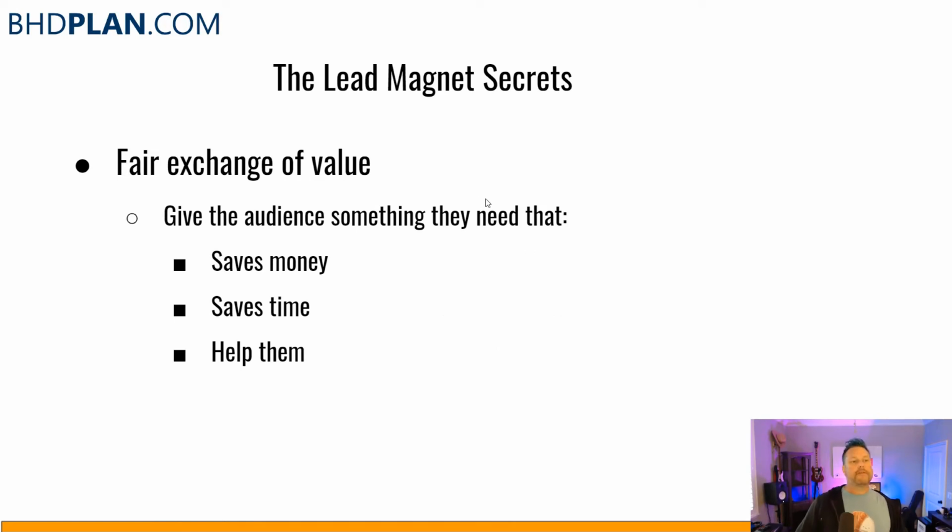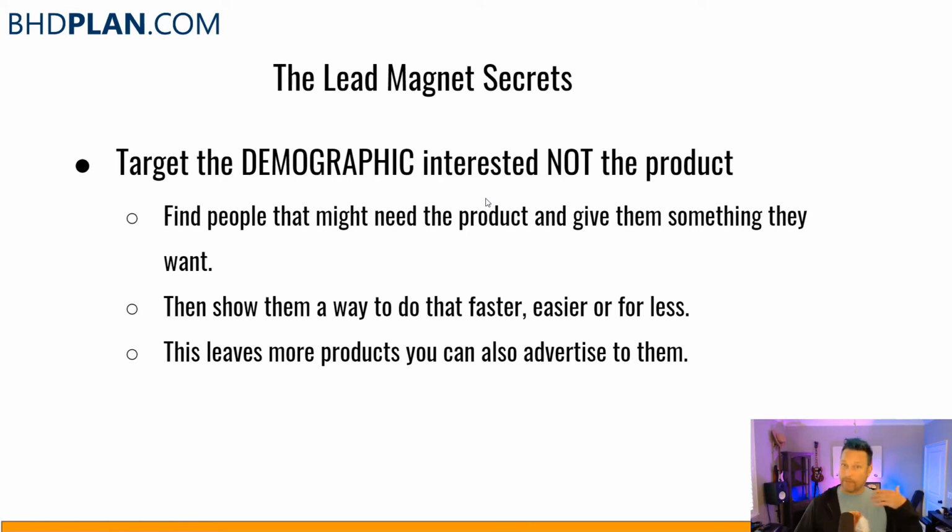So giving a fair exchange of value gives the audience something that they need. It's going to save money. It's going to save time, or it's going to help them. These are the things that people want, because people generally don't want to work harder than they need to for something. They want it done faster. They want it done cheaper. Everybody, all of us. And some people don't know what to do and they just need help. So give them the information that they need. They're going to give you an email in exchange.